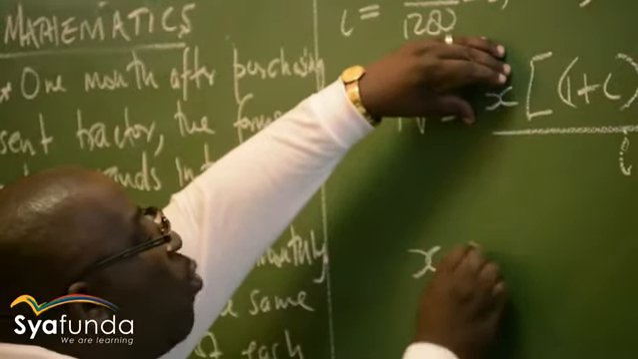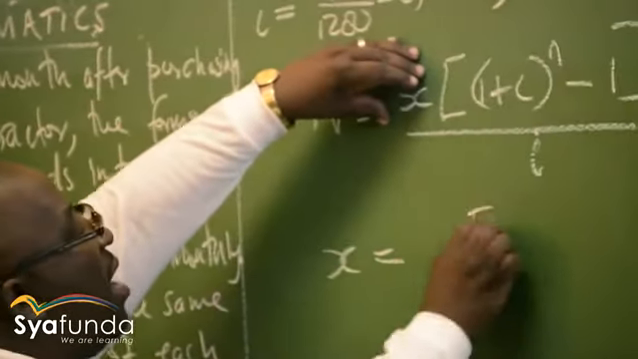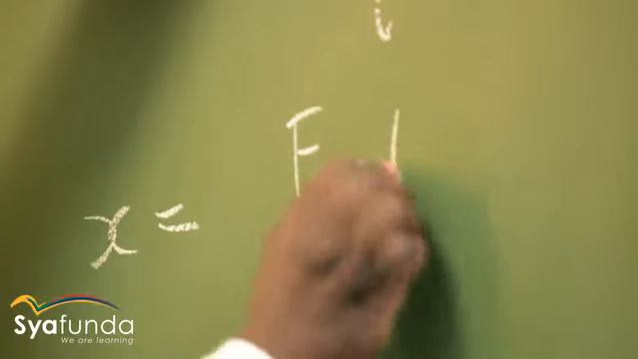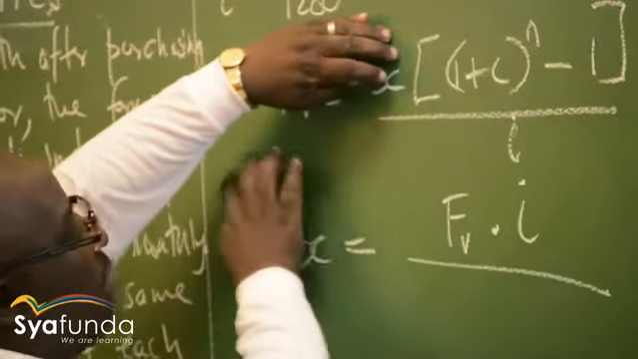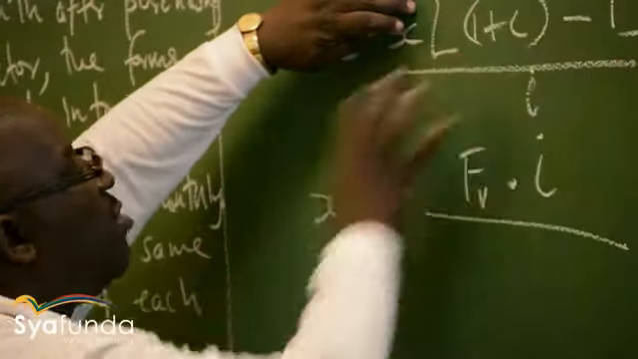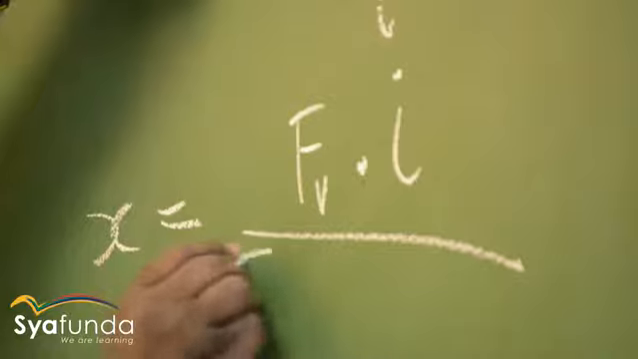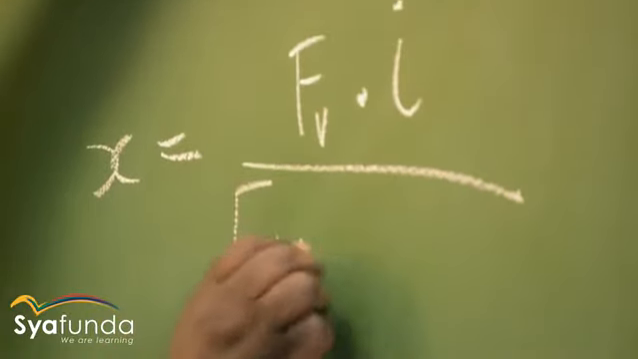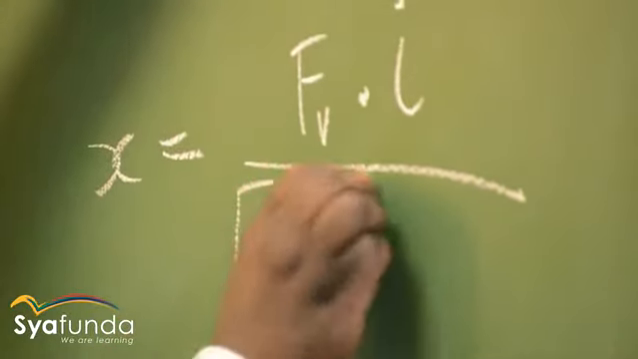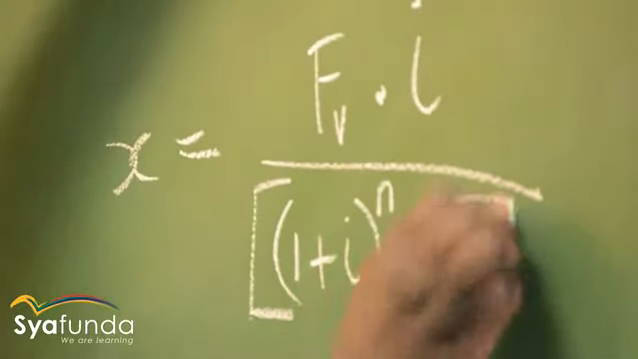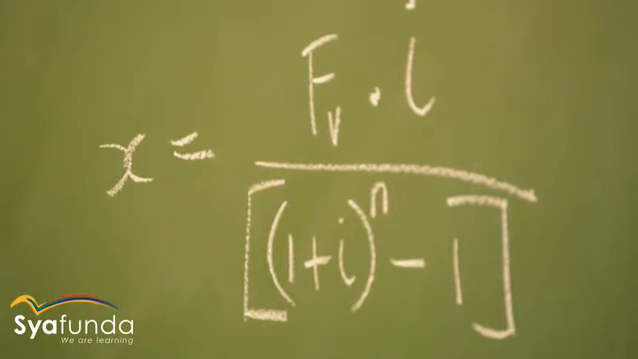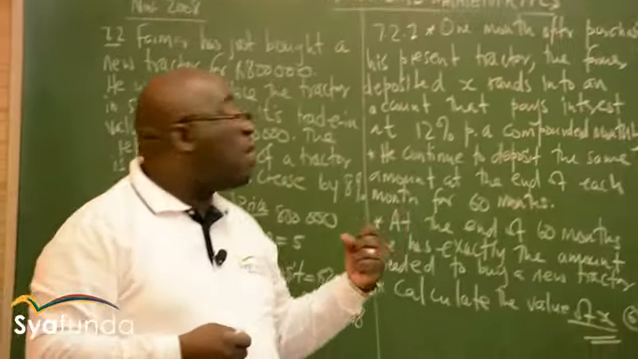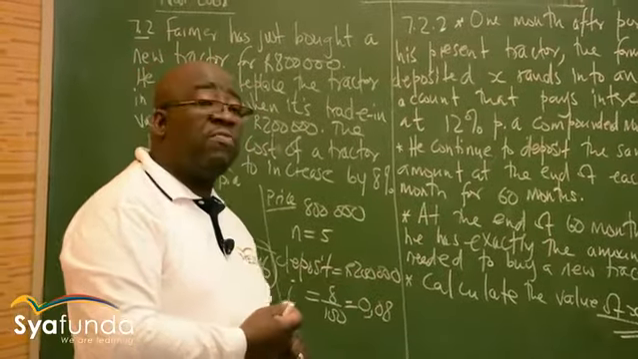Let's do it. If I want to leave X on its own here, I've got to take this one first. So my X will be equal to FV times I over, remember I need to divide by the same thing on both sides. So divide this side, also divide it on the other side. So I will have here 1 plus I raised to the power n minus 1. You close that bracket. It's important that you put your brackets right. Without the brackets, it's not going to work out. This is how you go about making your X the subject of the formula.